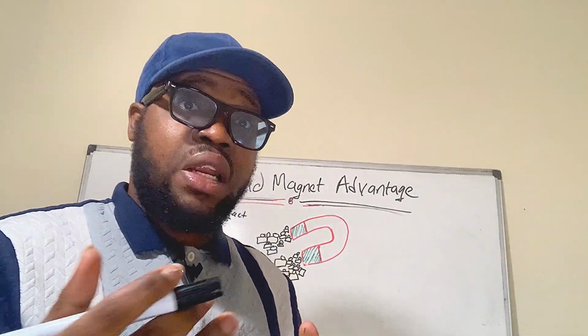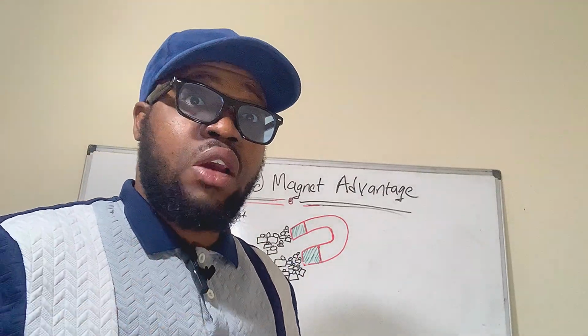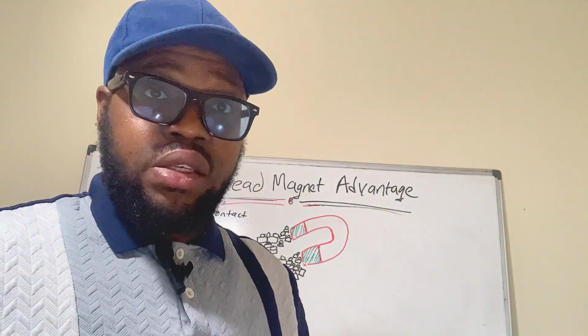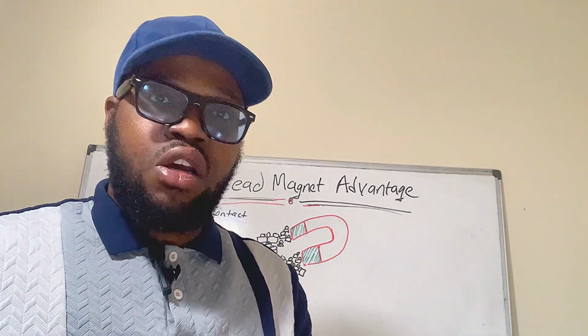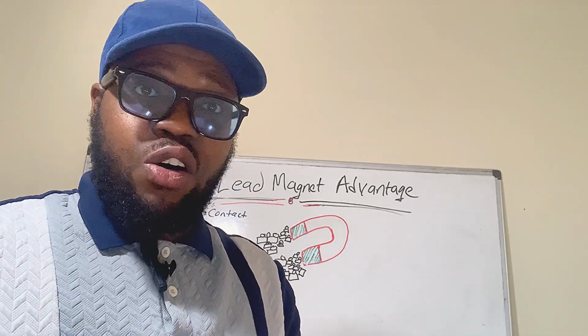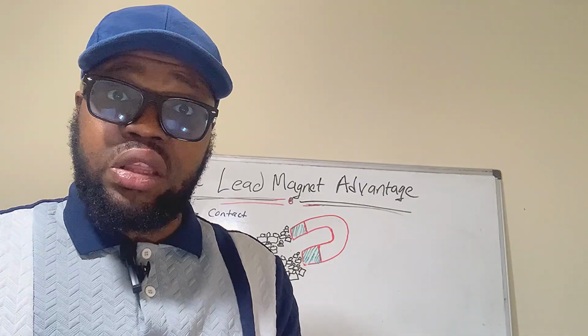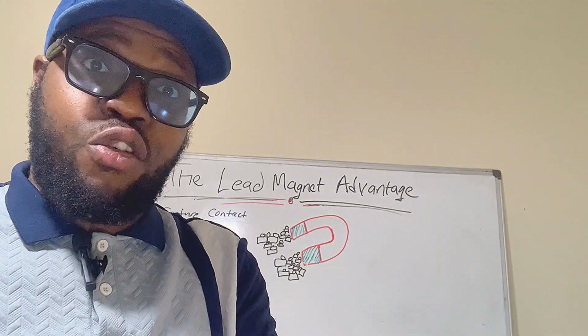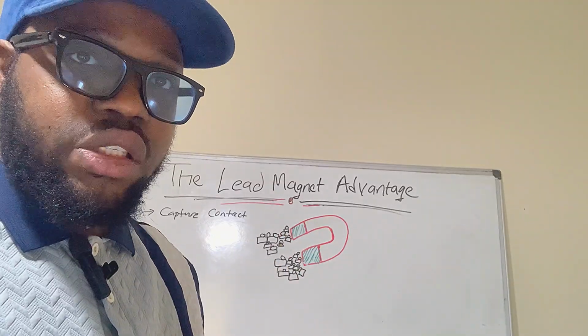You have to collect your client's information. You have to collect their name and email address so that you can follow them up with your follow-up sequence to get them on your offer. You don't just send the lead magnet to them without collecting their contact. That's very, very important. It has to capture contact so that you can follow up with them on your main offer. So your lead magnet has to capture contact.